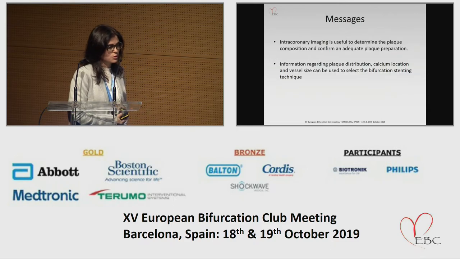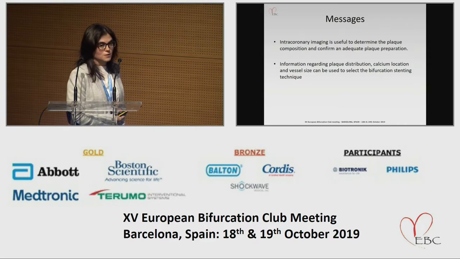So just to conclude, for take-home messages, intracoronary imaging is useful to determine the plaque composition and confirm also an adequate plaque preparation. And information regarding plaque distribution, calcium location, and vessel size can be used to select the bifurcation stenting technique. Thank you.